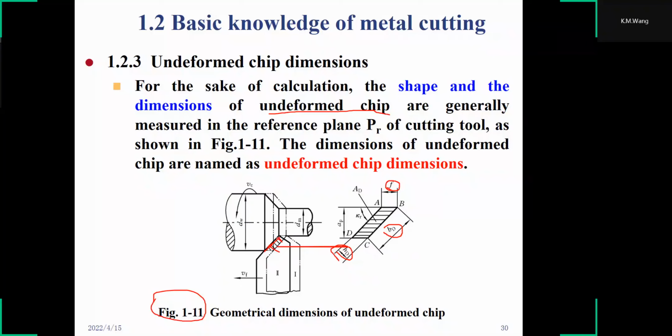Perpendicular to the cutting surface. So this is AP. AP we have learned in the last class. This is AP. This is the depth, the depth of the cutting.